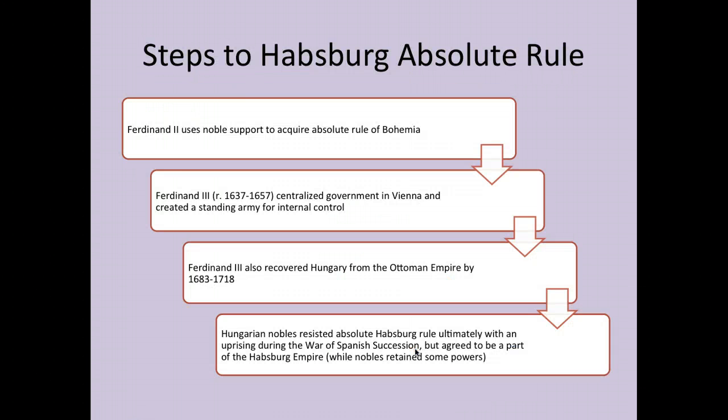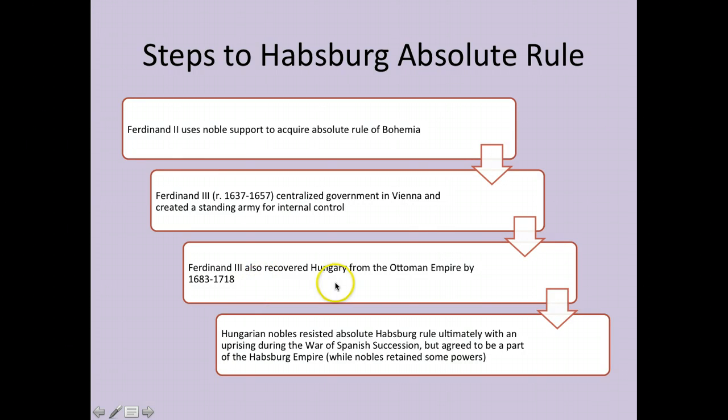Steps to the Habsburg absolutist rule here. Ferdinand II uses noble support to acquire absolute rule of Bohemia. Remember Bohemia? That's like modern day Czech Republic, where Jan Hus is from. They're the people who started the 30 Years' War. And then Ferdinand III, the next one, centralized the government in Vienna, which is going to be kind of like the Paris of the Holy Roman Empire, and created a standing army to internally control. Because remember, he still has a really big, powerful nobility to contend with.